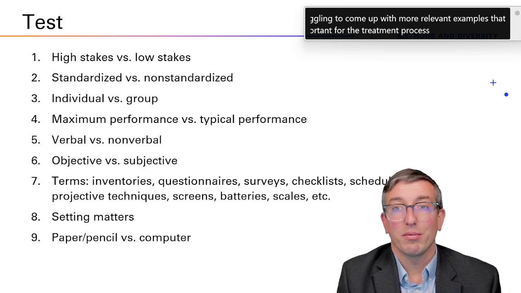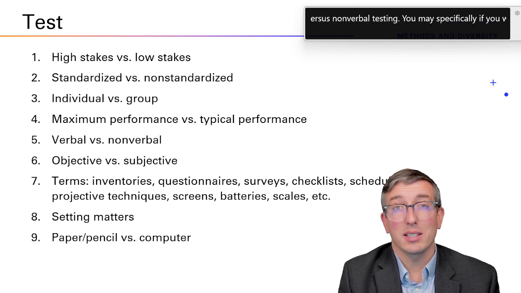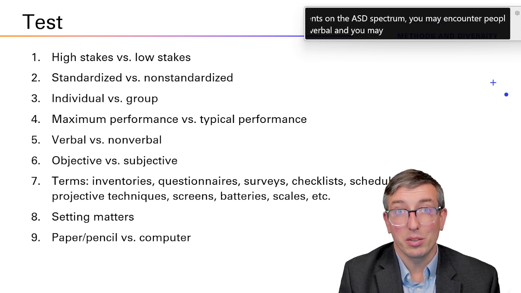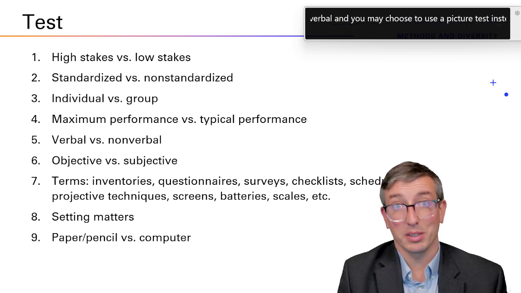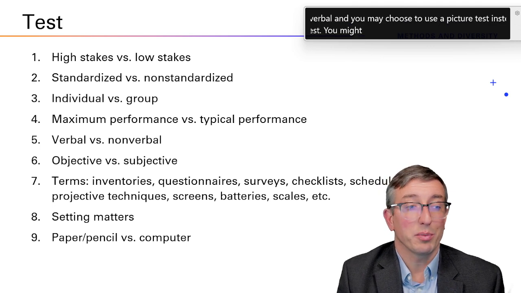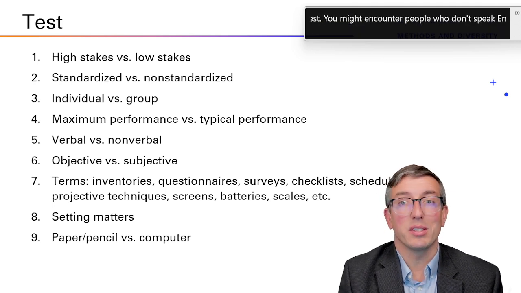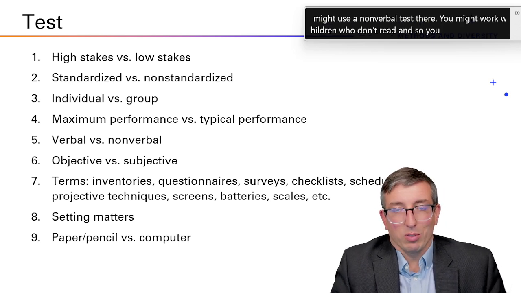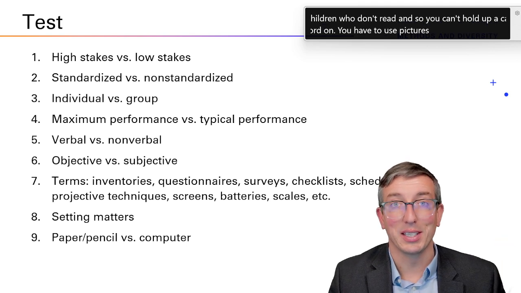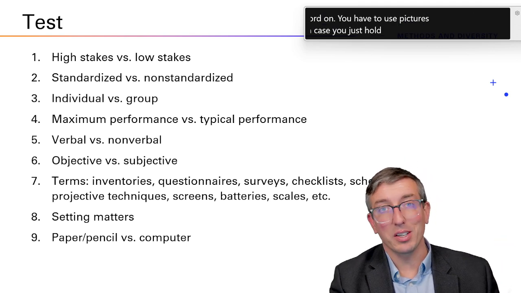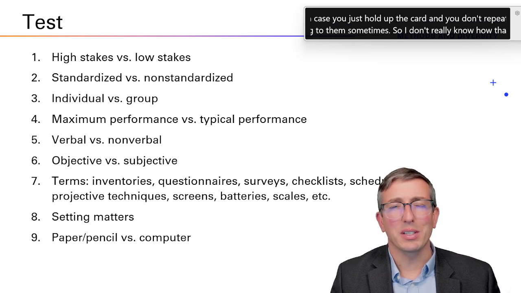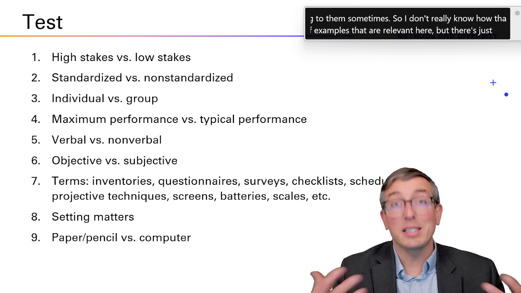Verbal versus nonverbal testing. Specifically if you work with clients on the ASD spectrum, you may encounter people who are nonverbal, and you may choose to use a picture test instead of a verbal test. You might encounter people who don't speak English, and you might use a nonverbal test there. You might work with very young children who don't read, and so you can't hold up a card that has a word on it. You have to use pictures, in which case you just hold up the card and you don't repeat anything to them sometimes. So I don't really know how that fits in terms of examples that are relevant here, but it explains different methods of testing.